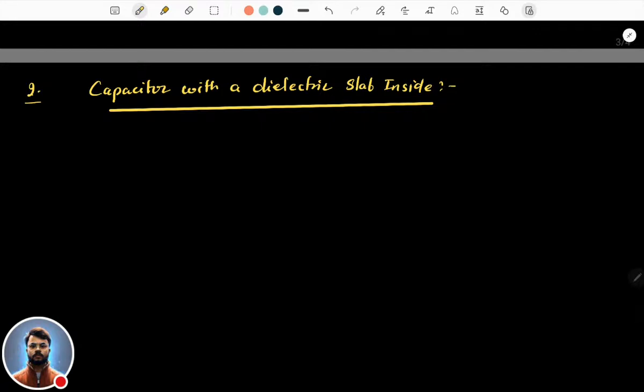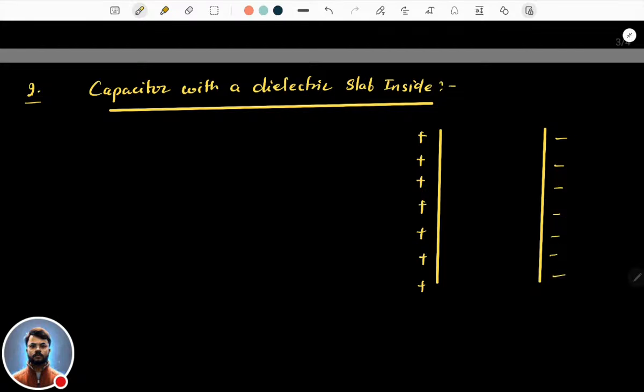Capacitor with a dielectric slab inside. All right. Now here is a parallel plate capacitor. This is the positive side and the negative side. All right. So when there is no slab placed inside, the capacitance, that is C naught, is equal to epsilon naught A upon D, where A is the area of the plates and D is the distance between them.